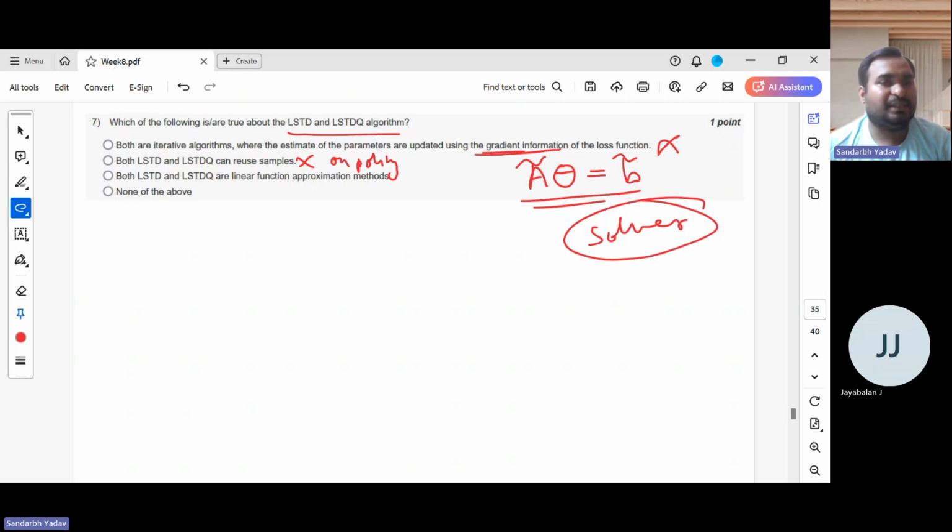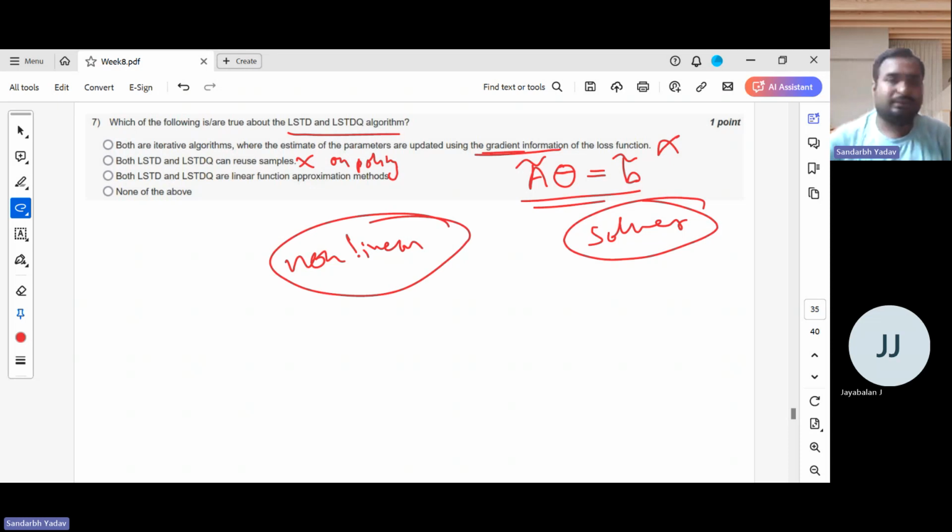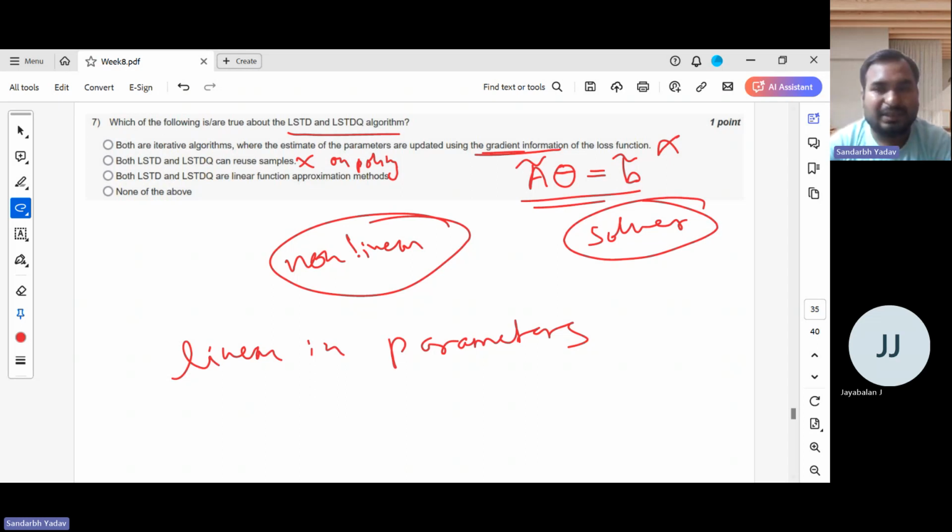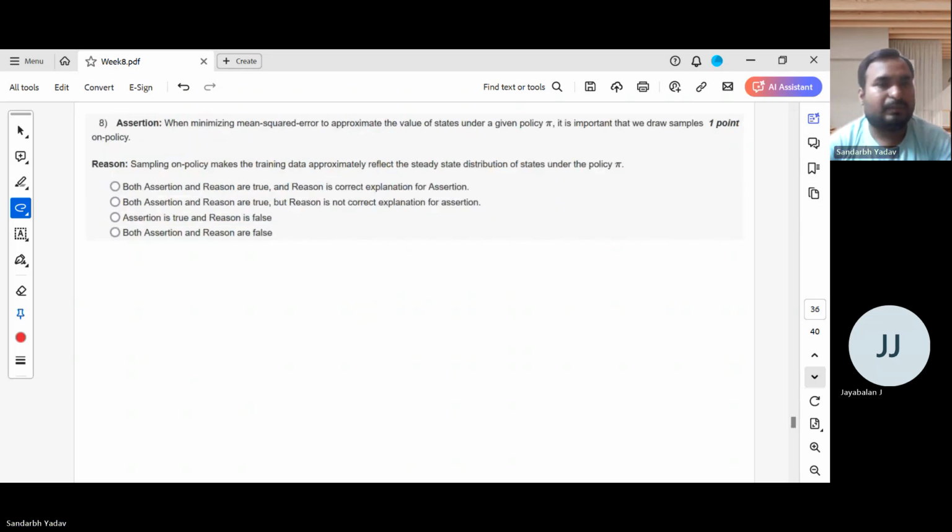So both LSTD and LSTDQ are linear function approximation methods. If you have watched the lectures, you know that non-linear will come from next week. So it has to be linear because we were having those features. And you also need to remember linear means linear in parameters, not in features. So features can be nonlinear. You need to keep this in mind, not just in RL, but in general machine learning also.